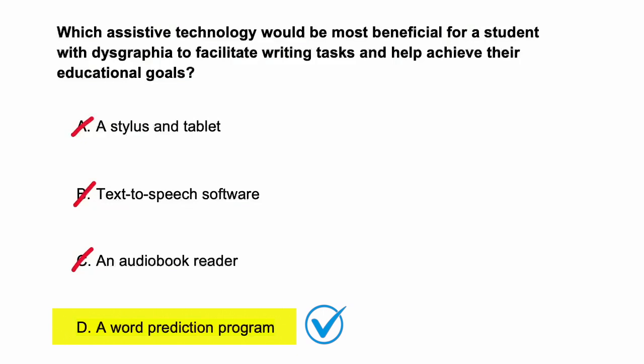The correct answer is D, a word prediction program. Word prediction software suggests words as the student types, reducing the physical effort and cognitive load required for spelling and writing. This is particularly helpful for students with dysgraphia, as it can make writing tasks faster and less frustrating.